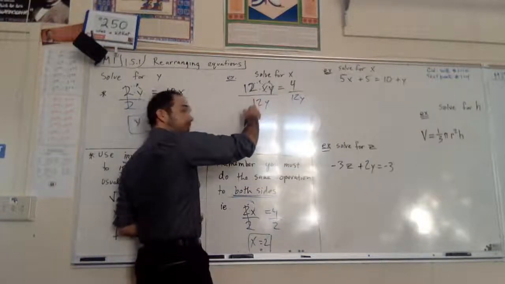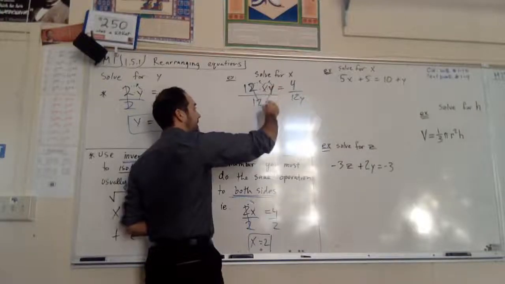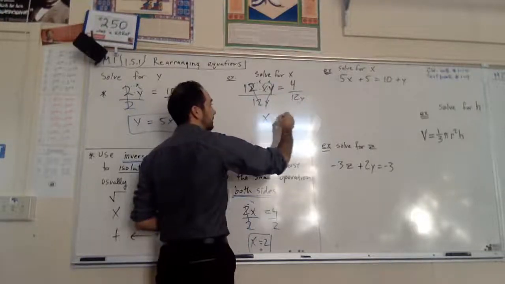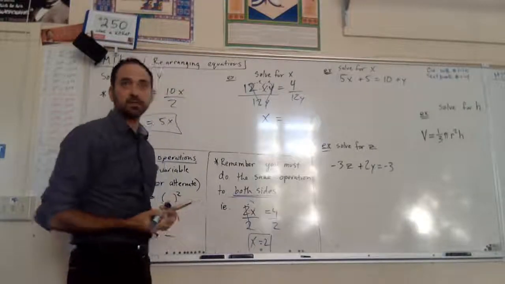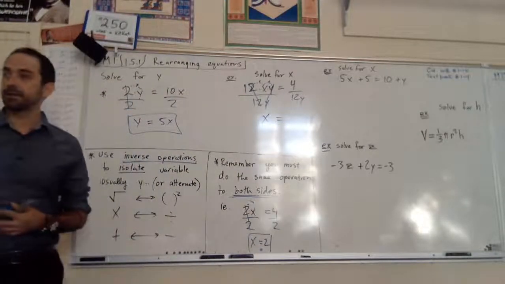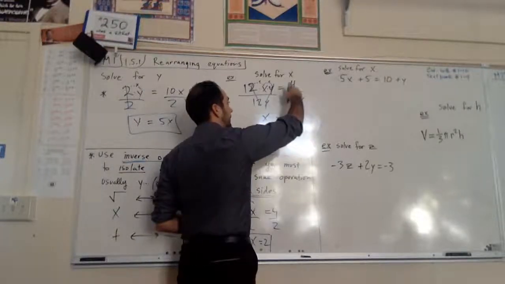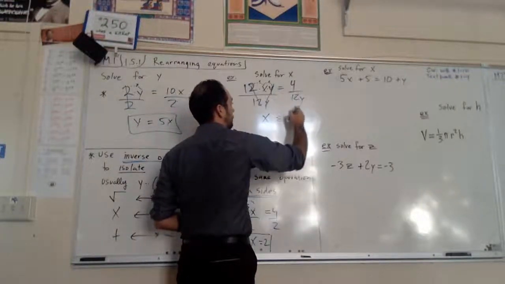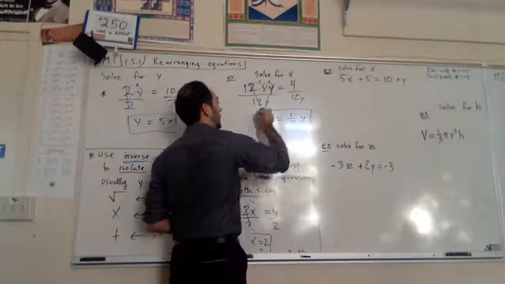12 divided by 12, 1. y divided by y, 1. So we get x is equal to 4/12. Let's go ahead and reduce that. What does that reduce to? 1/3. Divide both by 4. 4 divided by 4 is 1. 12 divided by 4 is 3. So we get x is equal to 1/3 y.